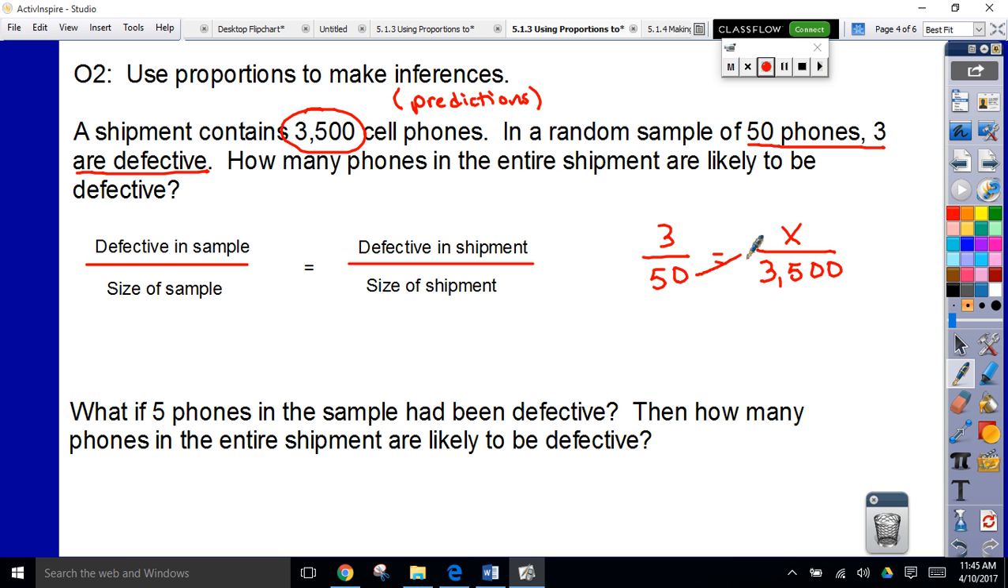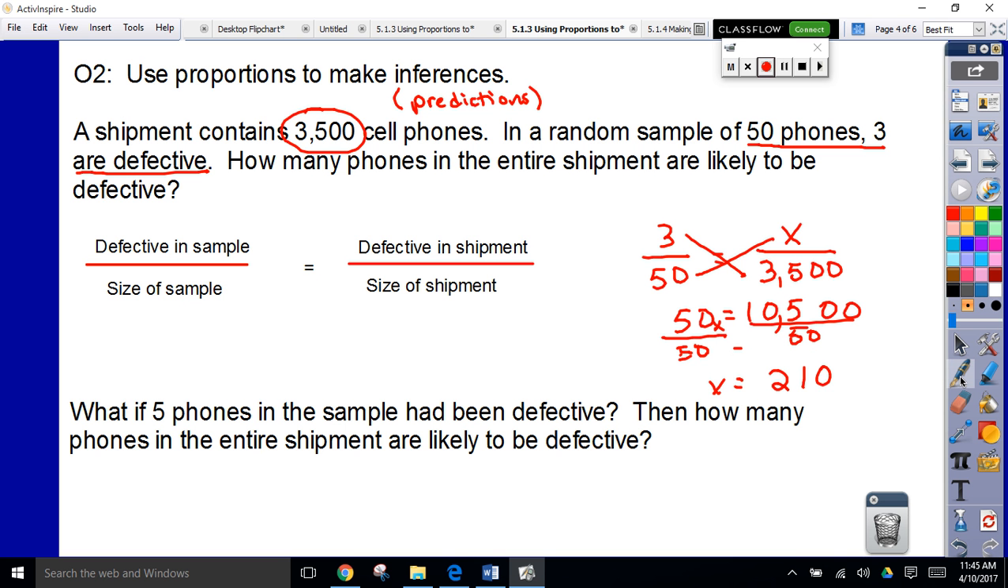So cross multiplying, we get 50x equals, let's see, 3 times 5 is 15, 3 times 3,500 is 10,500. Sorry, I forgot my x there. 50x equals 10,500. Dividing both sides by 50, we get x equals 210. So we can predict that 210 phones would be defective out of that shipment.